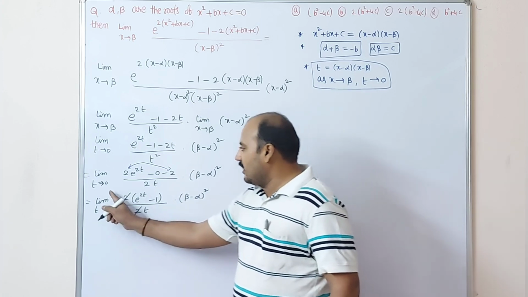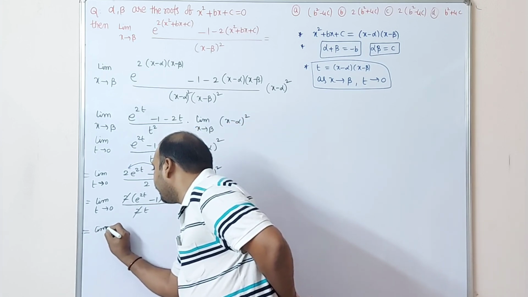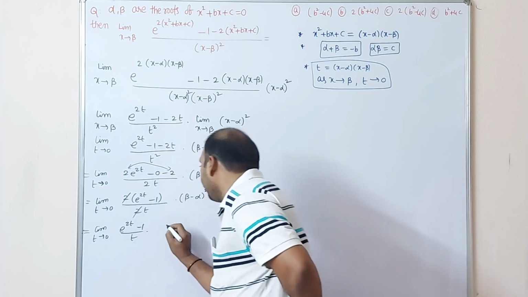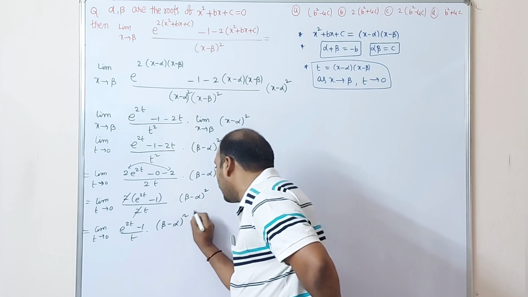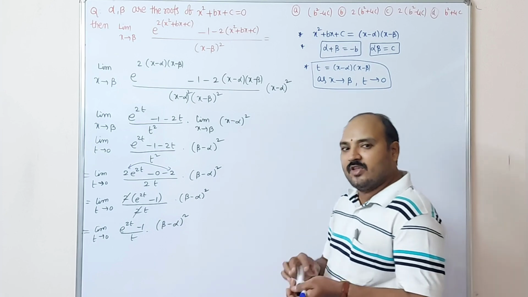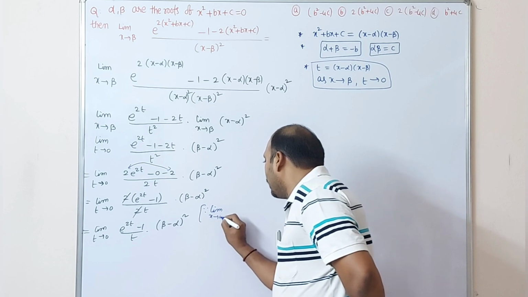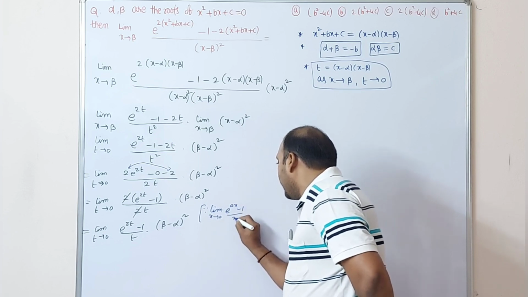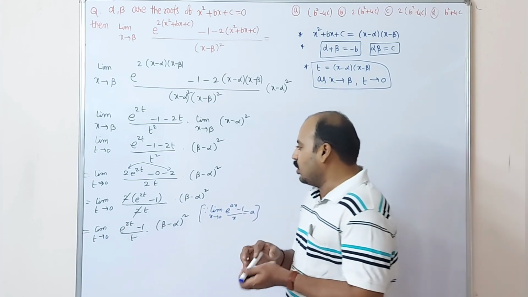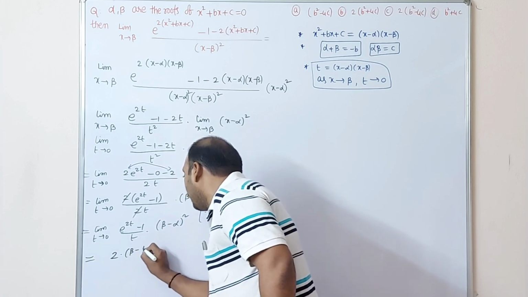From standard limits, limit t tends to 0 of (e power 2t minus 1) by t, into (beta minus alpha) whole square. From the standard limits, limit x tends to 0 of (e power ax minus 1) by x, I write the formula since some students don't know, is equal to a. Here, whatever the x coefficient is, here the t coefficient is what? 2. So this will become 2 into (beta minus alpha) whole square.